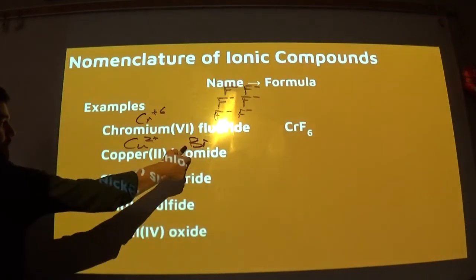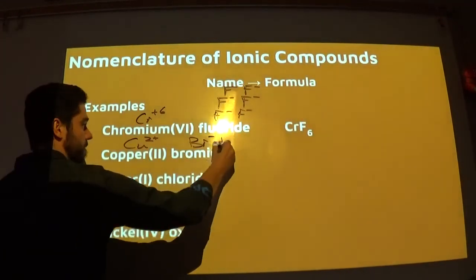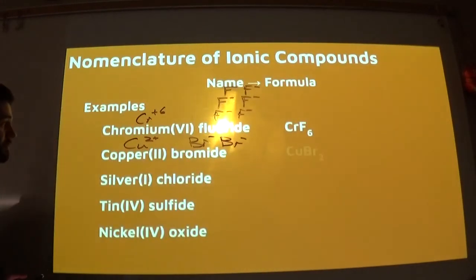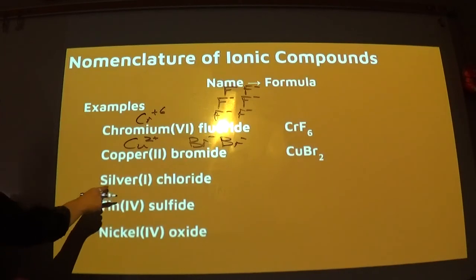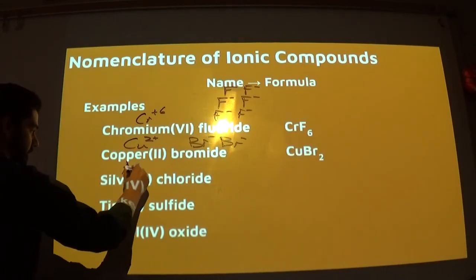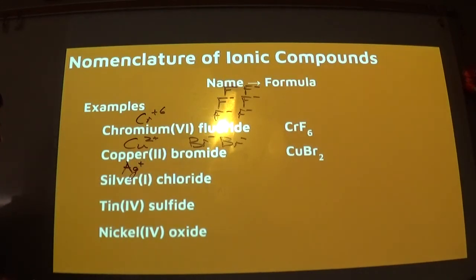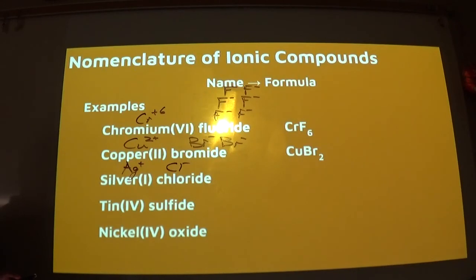Copper(II) is that. Bromide, I know the charge of that based on the periodic table. Bromide is -1. Okay, so I need 2 bromides to make that cancel. CuBr2, okay. Silver, symbol for silver, do you remember this? Ag, there you go. That's Ag +1. Okay. Chloride is -1, okay, so just AgCl.